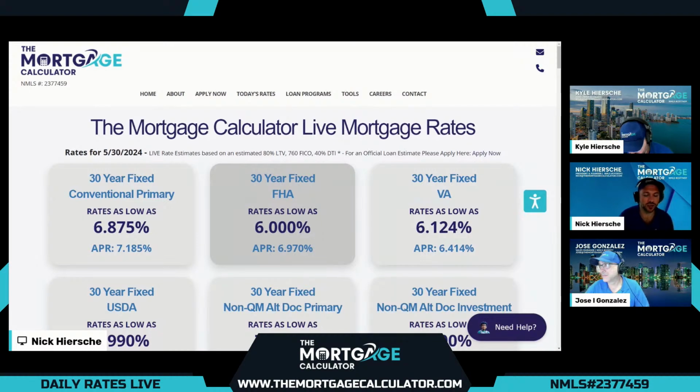Now moving on to our VA option. So for our eligible vets and active service members, if you are eligible, the VA programs are amazing. Rates today come in as low as 6.124. Final APR 6.414 there with any funding fees and stuff included. Notice that the APR for VA is much lower than FHA or conventional, so definitely a great benefit for our customers that do qualify.